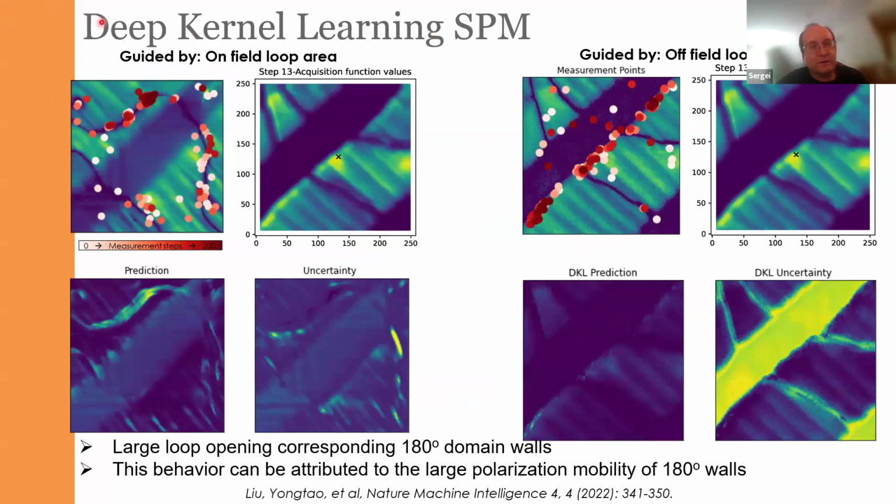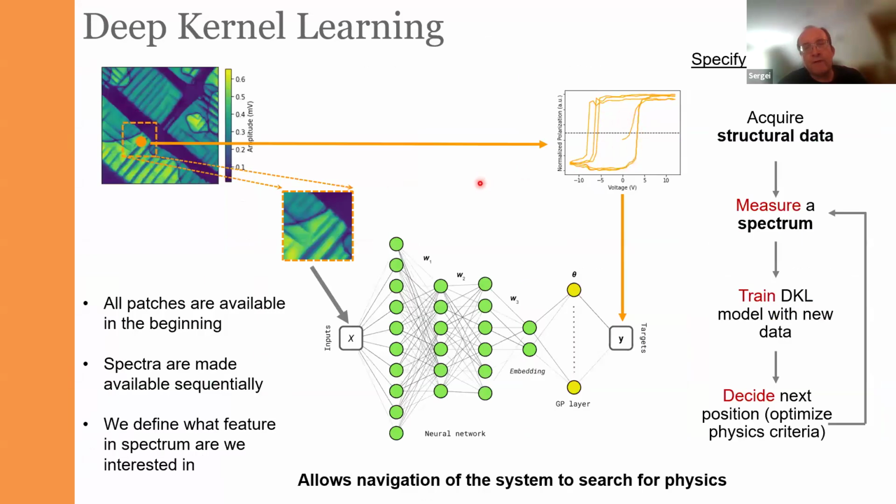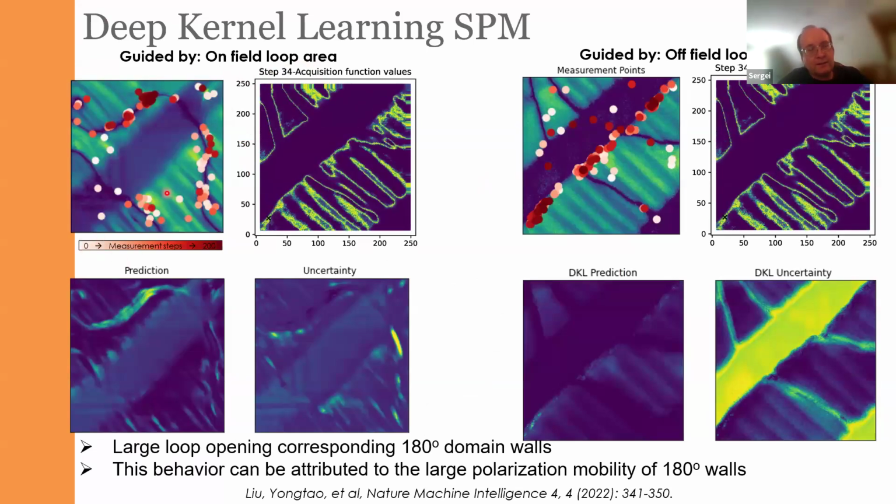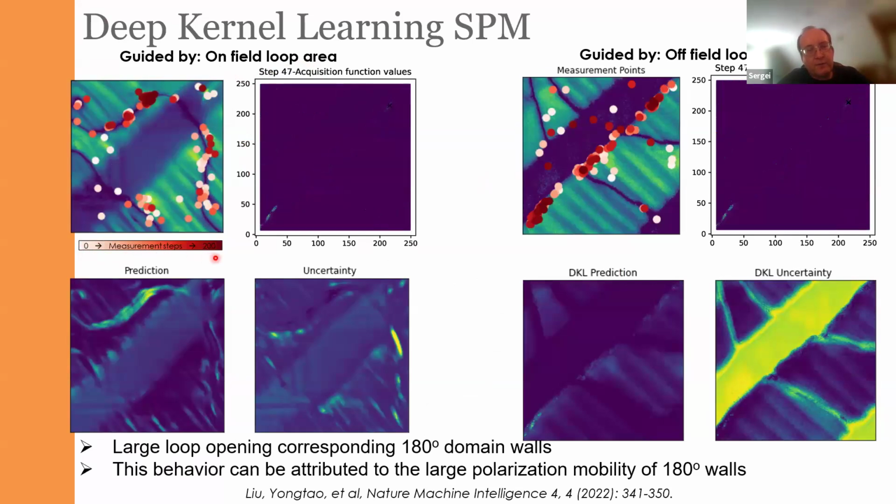In some cases, it works exceptionally well. This is probably the first deep kernel learning example where we tell the microscope, please find the regions where the hysteresis loops have the maximum area when the electric field is on. So here what you see is the structure. This is the number of measurement points, from 0 to 200.